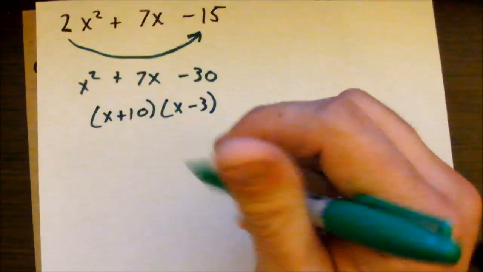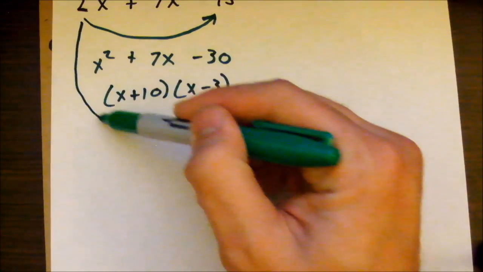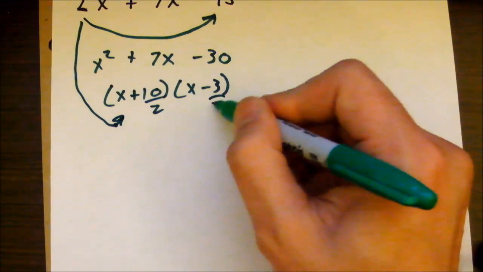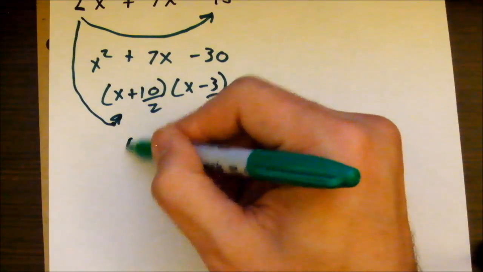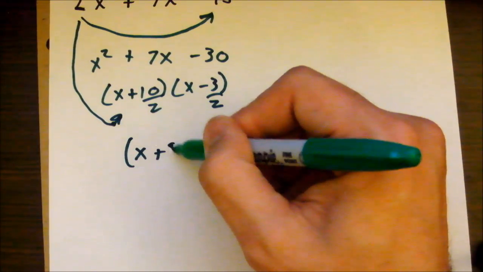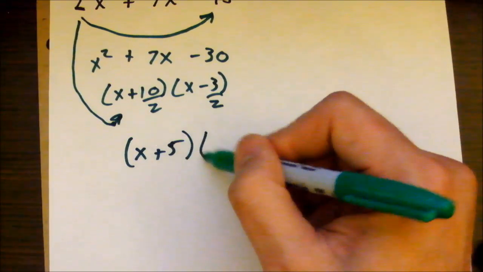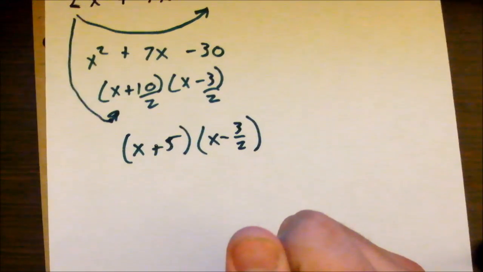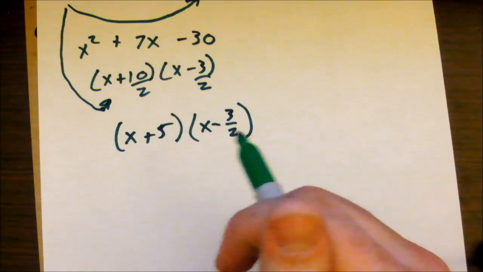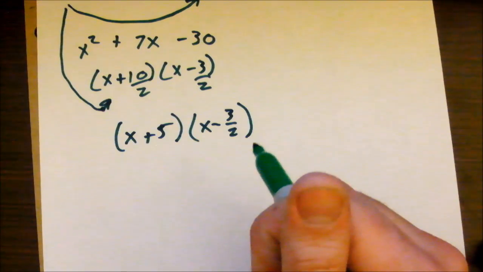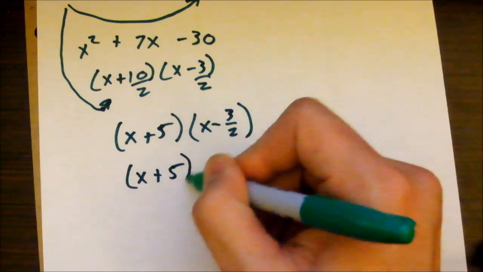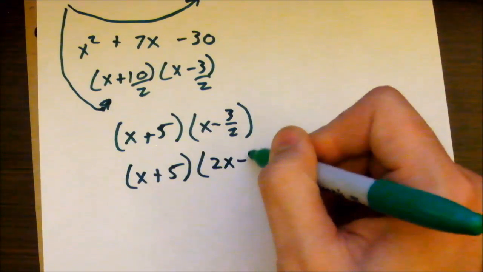Right? Now it's time to dip. So I dip this 2 under here and under here. I wind up getting x plus 5 times x minus 3/2. Well, what do I know when I have something that doesn't rationalize? I slide this back over. So now we have x plus 5 times 2x minus 3.